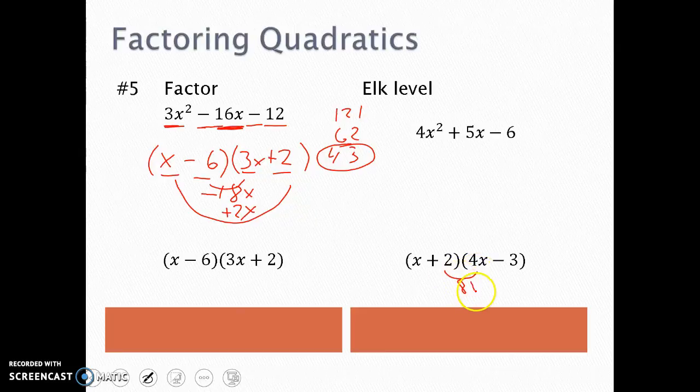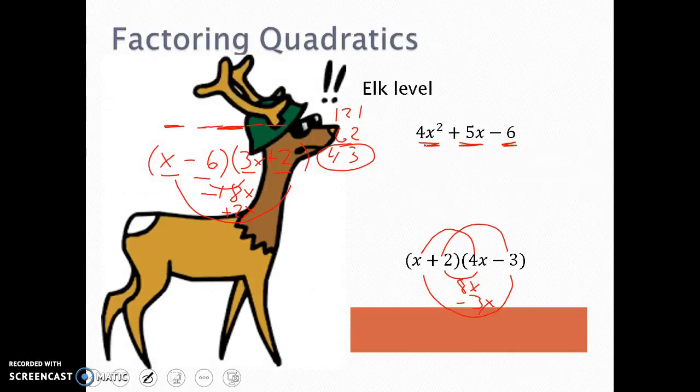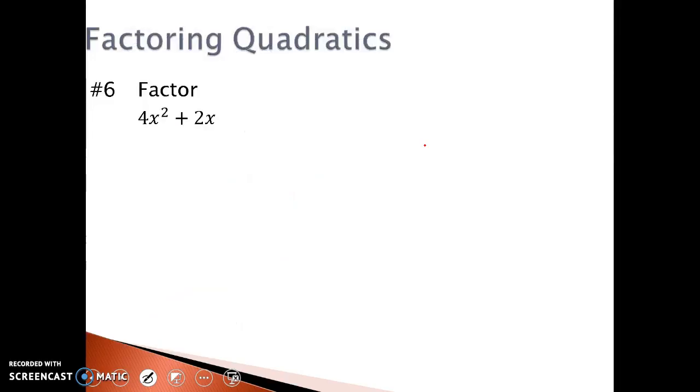This is 8x. This is negative 3x. 8x minus 3x does give you 5x. 2 times negative 3 does give you negative 6. And x times 4x does give you 4x squared. If you were able to find that on your own, you have moved to the ALK level. Congratulations. Let's move on.